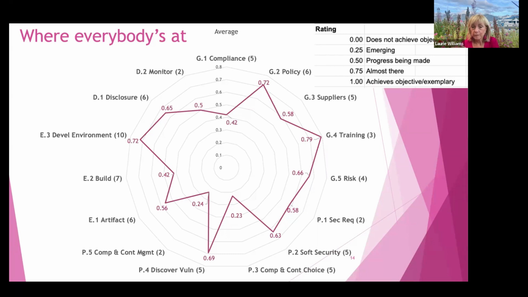P4, discovering vulnerabilities: people are doing a pretty good job at discovering vulnerabilities. To me, what was most marked in this is the ones that were inside. The ones that were especially on the inside were P3, which is component and container choice, and P5, component and container management. And it's concerning because attacks through the components are a major attack vector for supply chain attacks. And the tasks that would mitigate that and reduce the risk were not being adopted yet at that point.